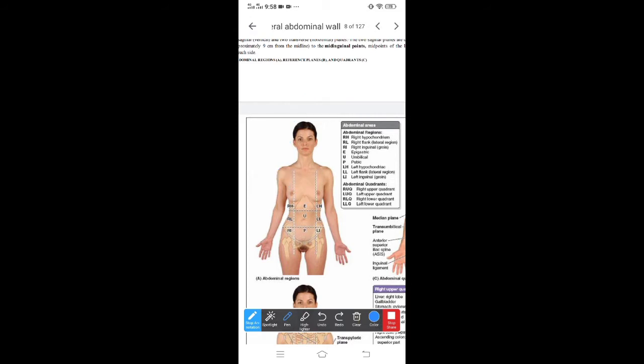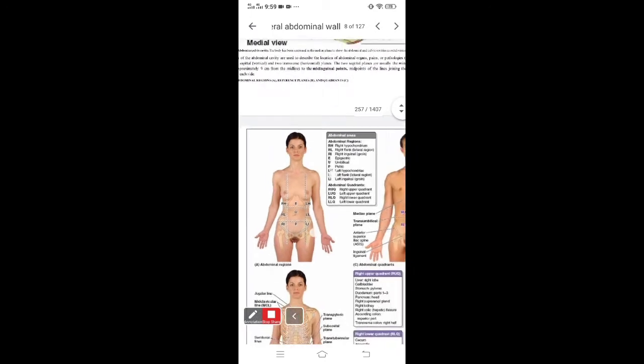Now this U is basically the umbilical region. Okay, this is the right flank, or the lateral region, and this is the left flank. What is the flank? The region between the rib cage and the superior border of the iliac crest is basically the flank region. Okay, this P is basically the pubic region, or pubic bone region, and LI is basically the left inguinal region. This is the left inguinal region, and this is the right inguinal region. So we have discussed the abdominal areas.